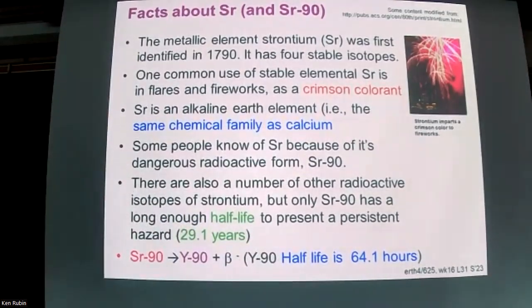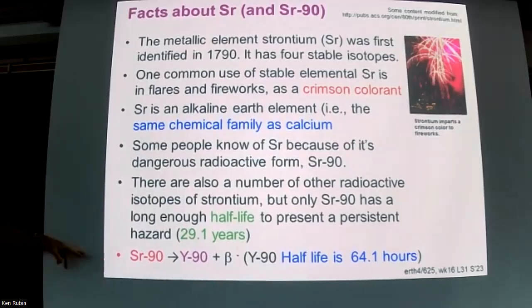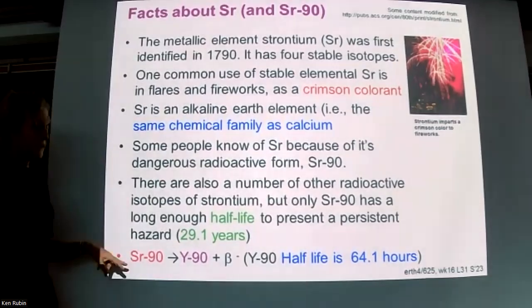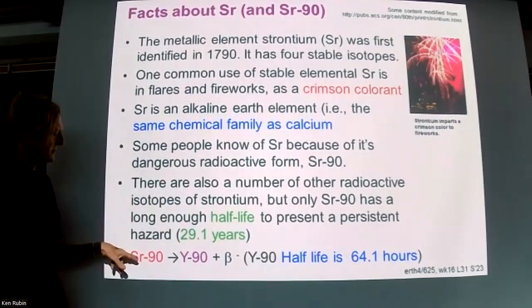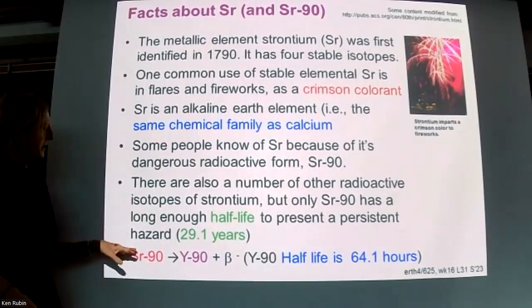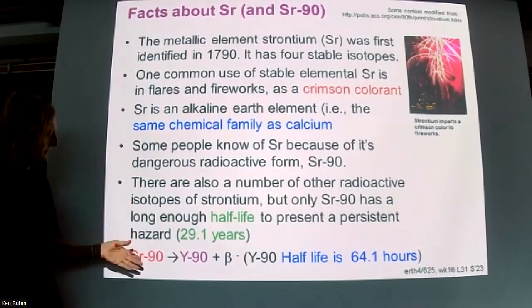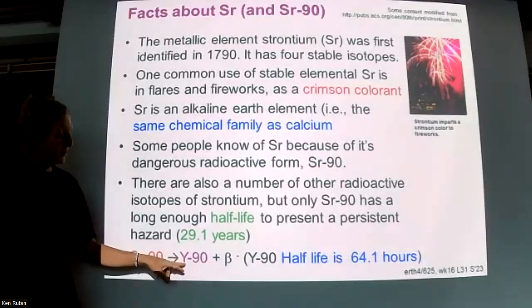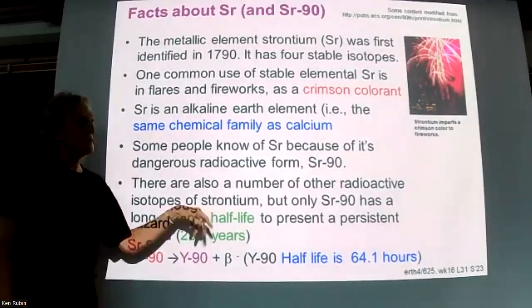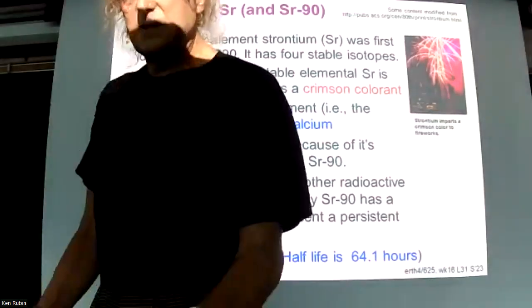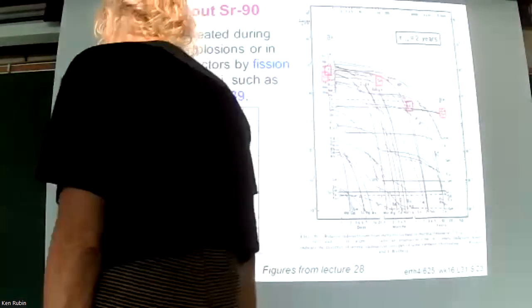So if you ingest this and get it in your body, and as we'll learn, strontium accumulates in bones because it's so similar to calcium, it can not only produce radioactive damage by its decay, it will produce double radioactive damage by a second decay that happens in situ, with obviously a much shorter half-life.